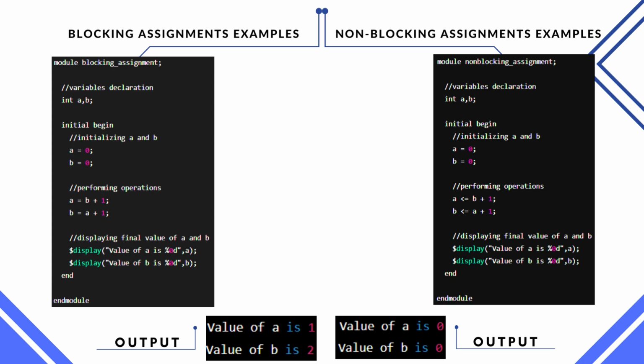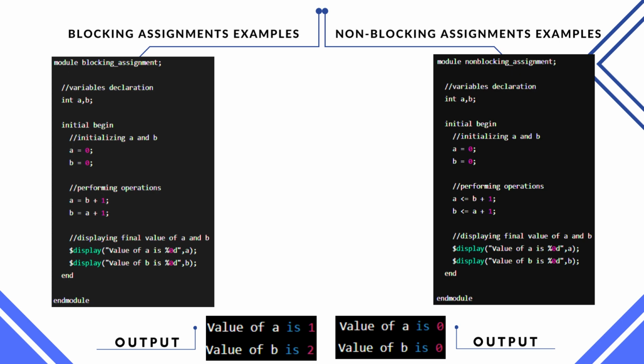On the other hand, a non-blocking assignment is executed in parallel with other statements, and the next statement will start executing immediately, regardless of whether the current statement is completed or not. To understand the difference between the two, let's take an example. Suppose we have two variables, A and B, both initialized to 0. We want to perform the following operations: set A to B plus 1 and set B to A plus 1.